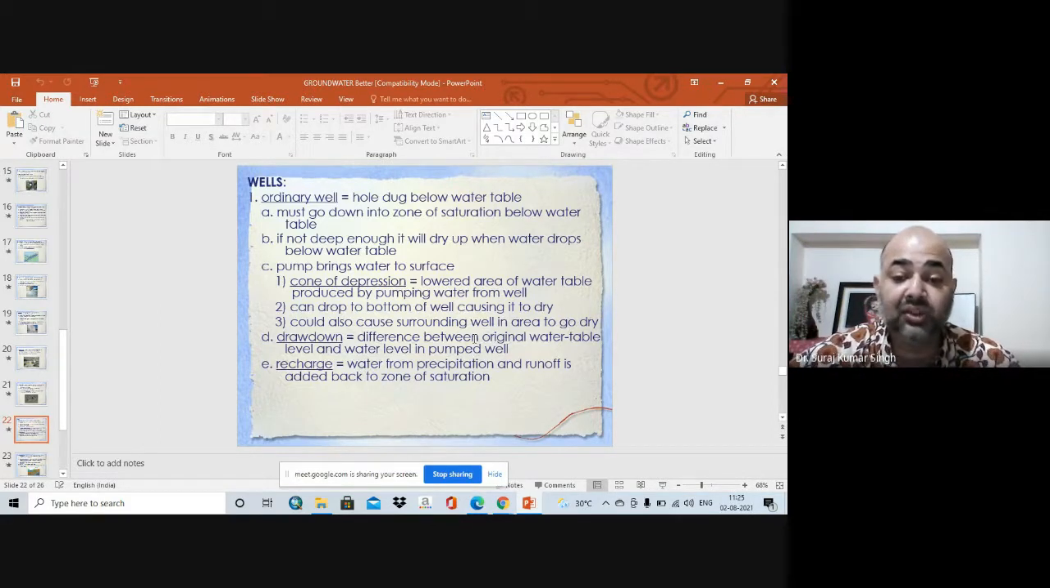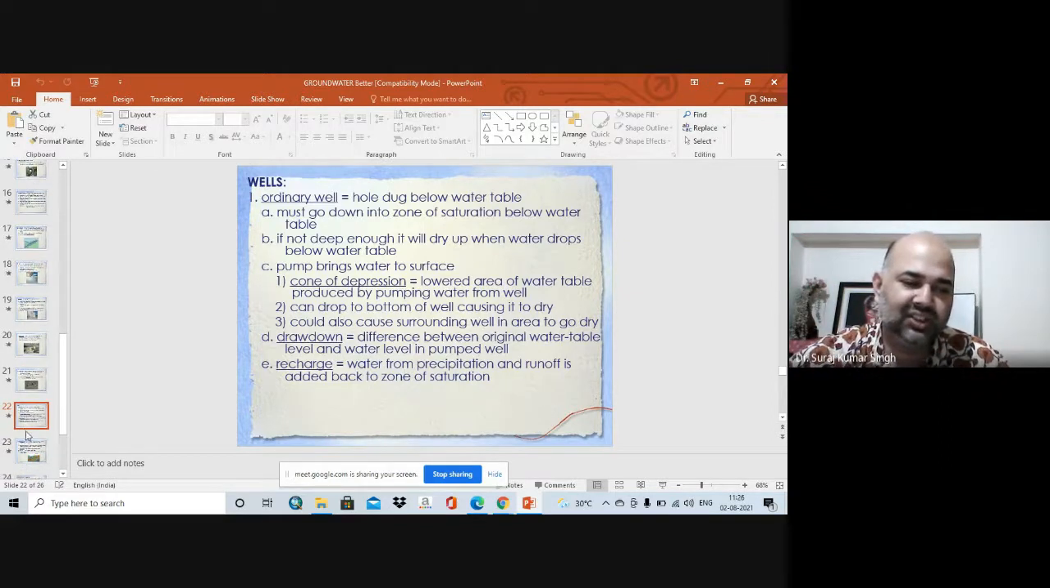Recharge is when water from precipitation and runoff is added to the zone of saturation. What we are focusing on, and why we are studying this paper, is that we want to conserve this runoff. If you conserve it through reservoirs, ponds, tanks, or lakes, you can enhance the water table of that area. If you enhance the water table, you will have sufficient water during the dry season, so your wells won't dry up during the dry period.